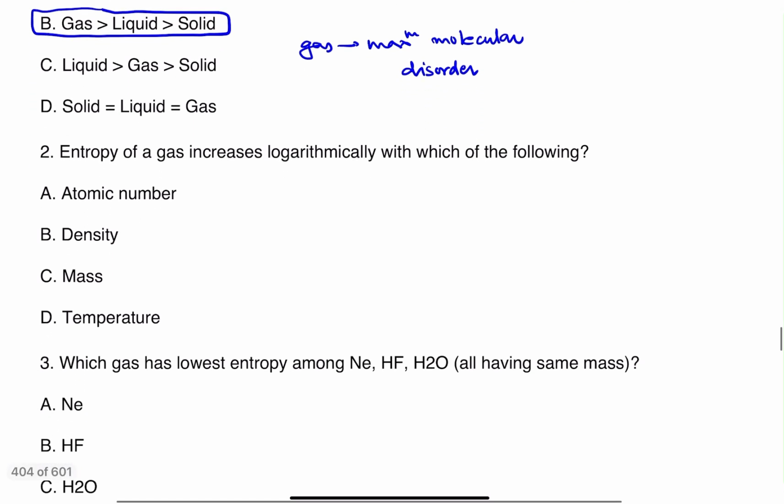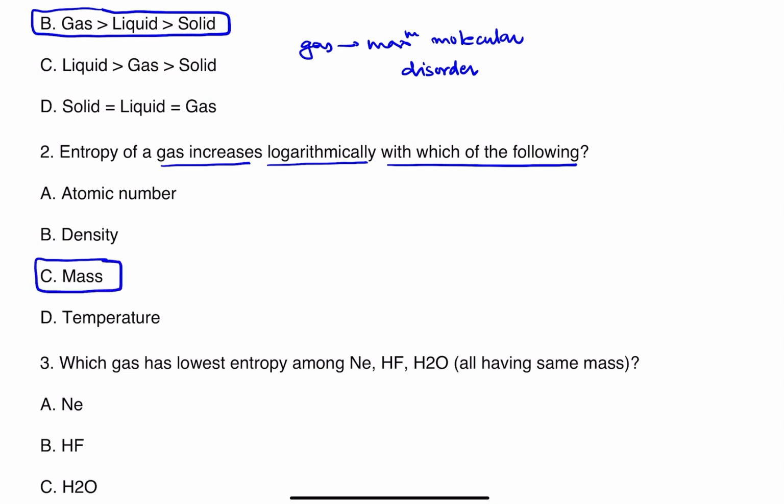Let's see the next one. Entropy of gas increases logarithmically with which of the following? So if you talk about gases with various molecular weights, if you go on increasing molecular weight, the entropy will increase logarithmically. So the correct answer should be mass, that is molecular weight. As the mass of the gas increases, entropy will increase logarithmically.